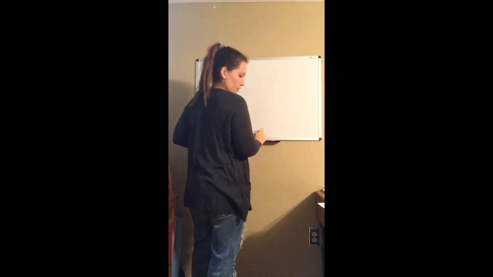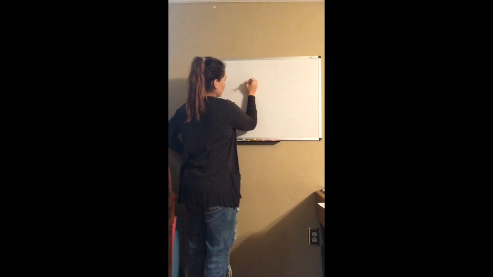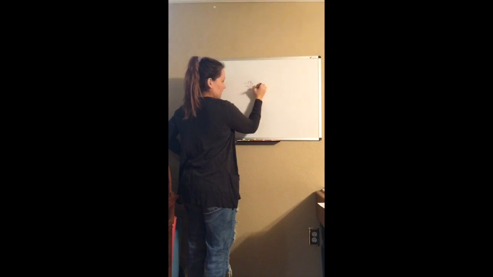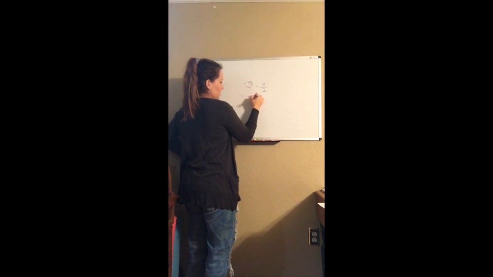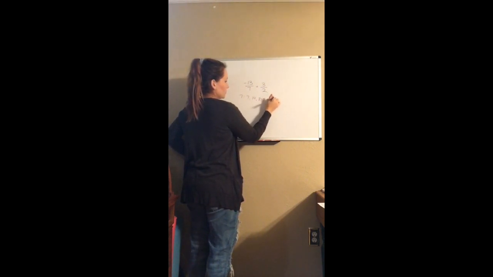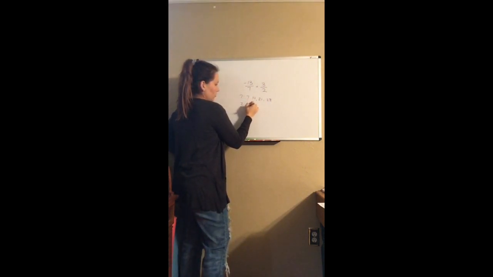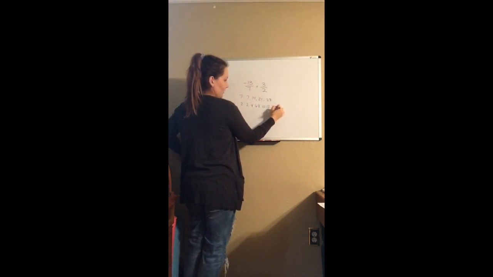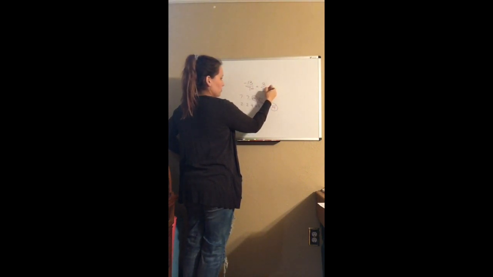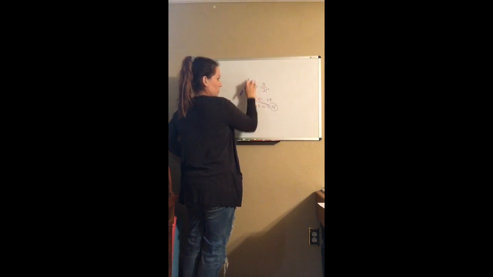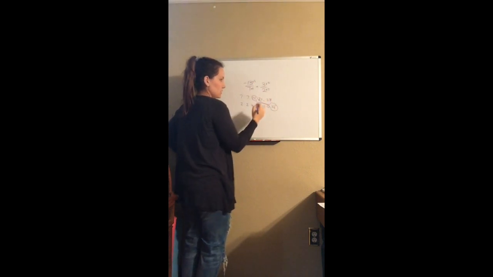We have negative 13 over 7 plus 3 over 2. So multiples of 7: 7, 14, 21, 28. 2, 4, 6, 8. I'm going to keep going until I get a common multiple, which will be 14. So 7 times 2, 2 times 7. So multiply this side by 2, this side by 7.